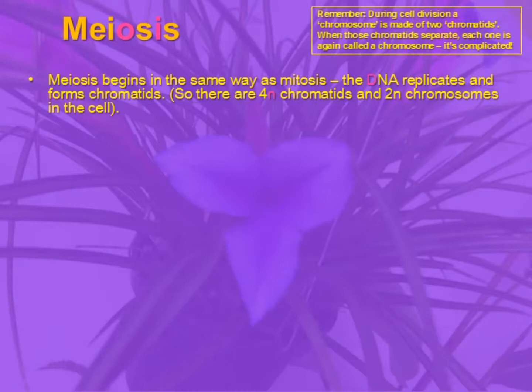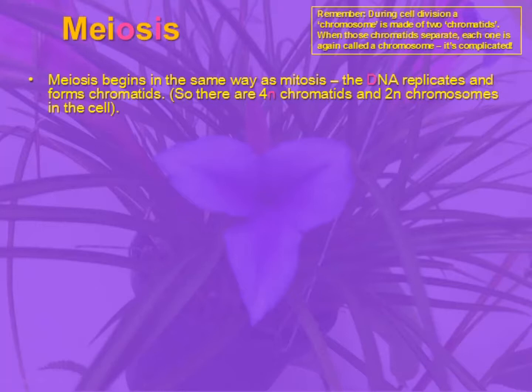So we need to move on to meiosis, and here it gets quite a lot more complicated. So we need to be careful as we go through this. And meiosis begins in the same way as mitosis. DNA will replicate, and that will make chromatids. A total of 4N chromatids in each cell, and that is in 2N chromosomes.